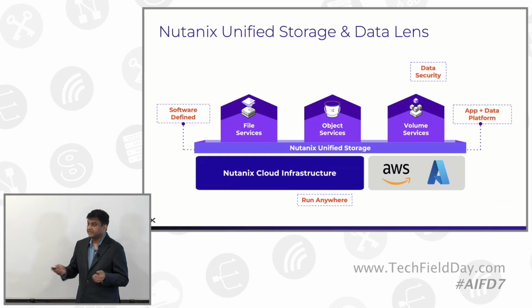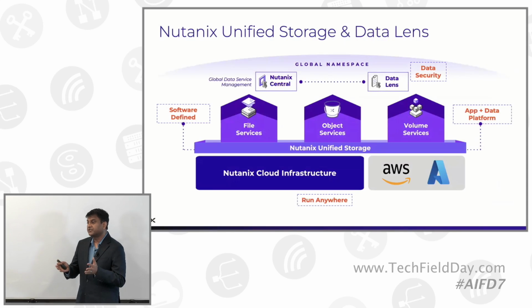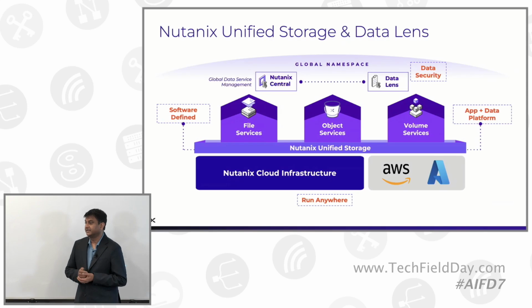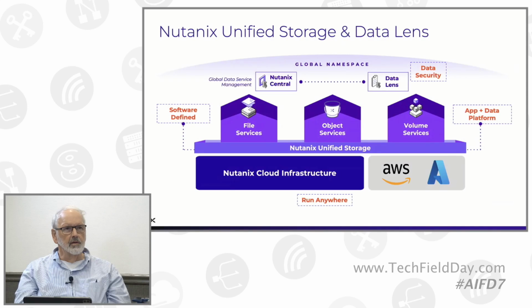So that's the main data offering that we have. And they're managed through Nutanix Central, as I talked about, the uber management console. And then we have Data Lens, which is the security piece that we support there. So Vishal, global namespace has a lot of different dimensions. Where does Nutanix global namespace play in this game?